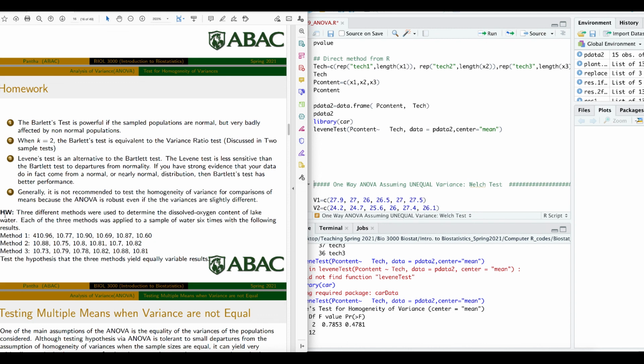Okay, guys. So I will post this homework problem in a separate sheet. So that is how we do the homogeneity of variance by two different methods, manually and using R.